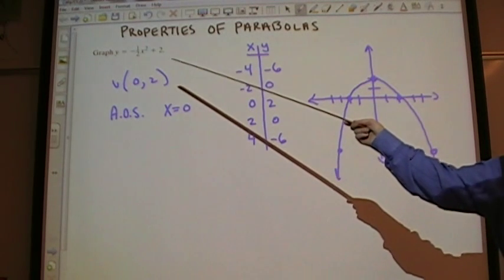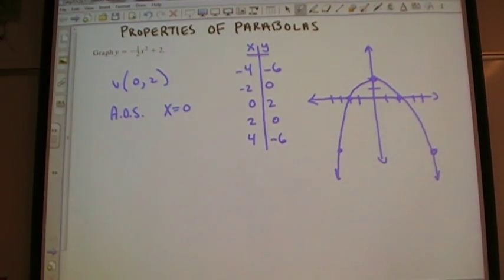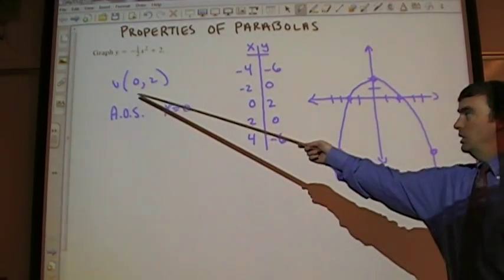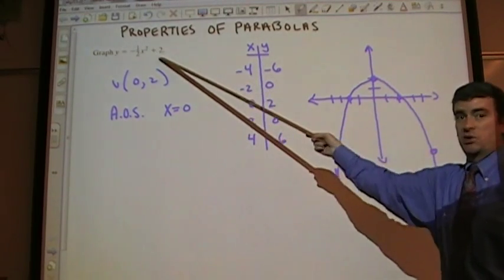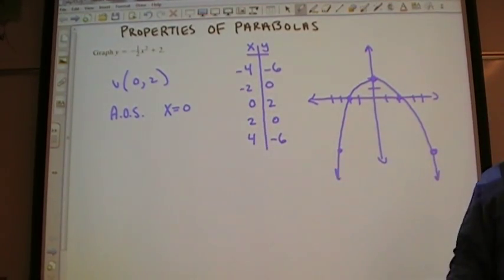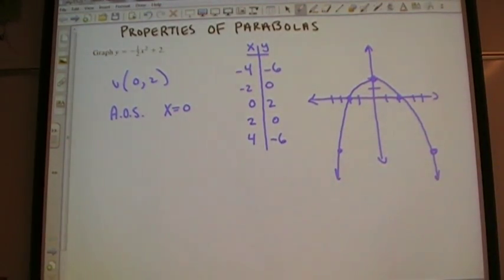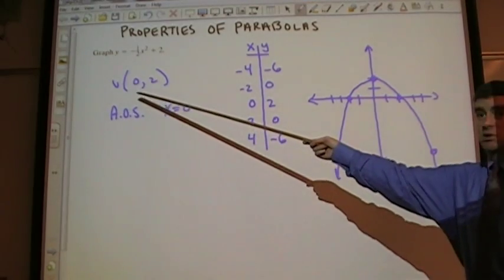Those are the easiest ones to graph. If there's no B value, you've got ax squared plus c. Your vertex in that case is always 0, c. The x coordinate of the vertex is 0, and the y coordinate of the vertex is whatever your C value is. That's only if there is no B value. The next example we're going to do has a B value, and I'll show you how to find it there. But we should be able to look at these and tell that the vertex is 0, 2.